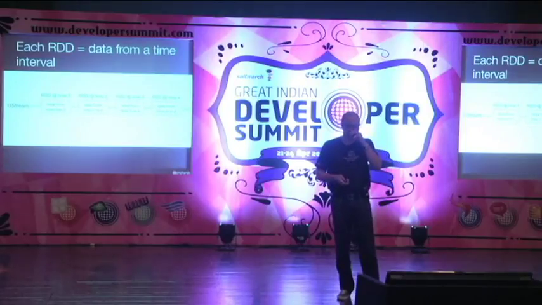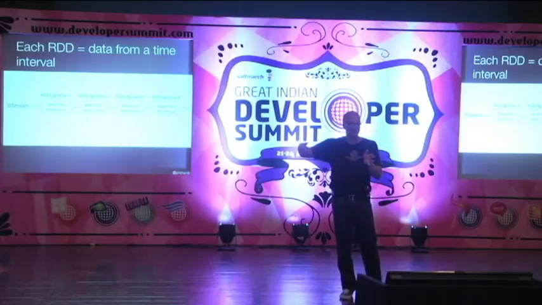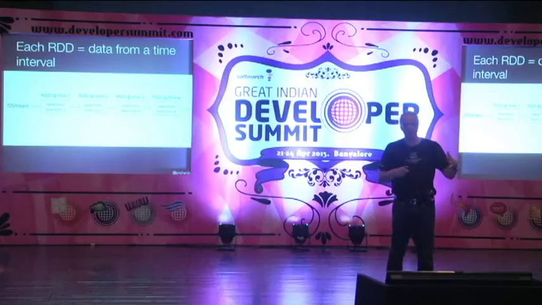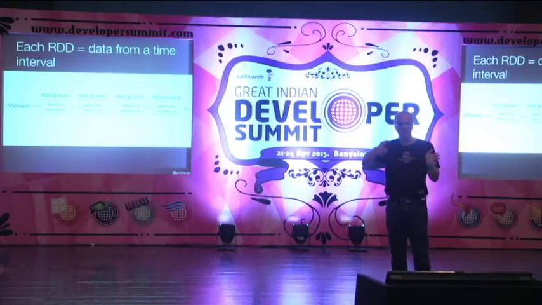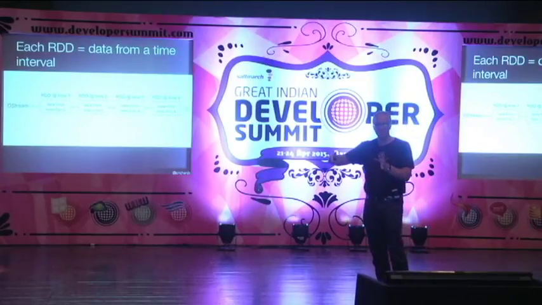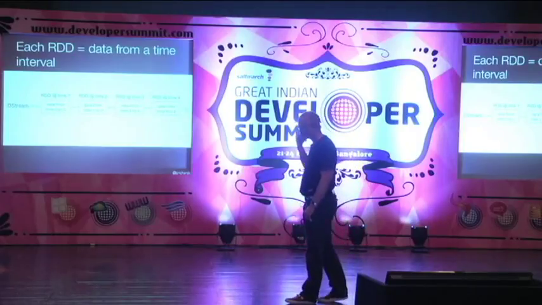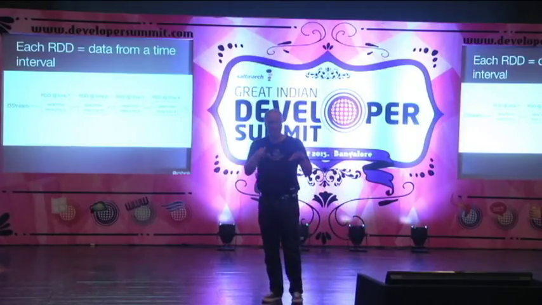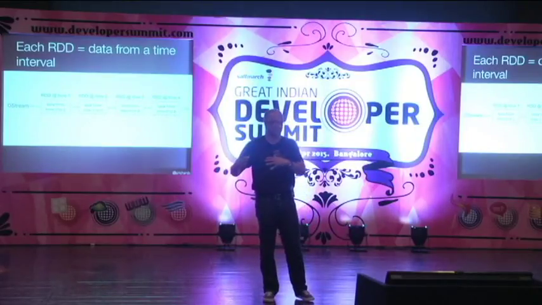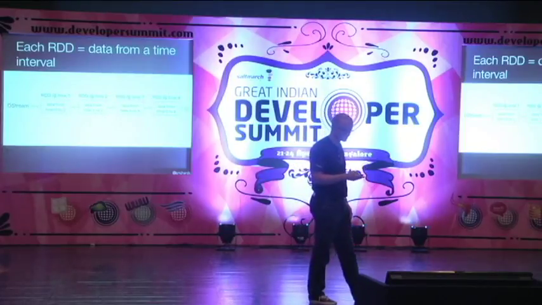So a D-stream looks like this. A D-stream ends up being a sequence of RDDs. The first RDD is the data, say, from time 0 to time 1. The second RDD is from time 1 to time 2, and so on and so forth. And then the operations that you can apply to a D-stream, like map and flatMap and so on, actually get applied to the underlying RDDs.